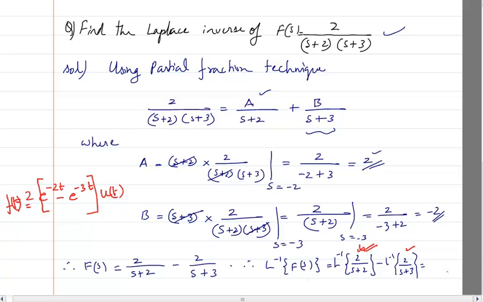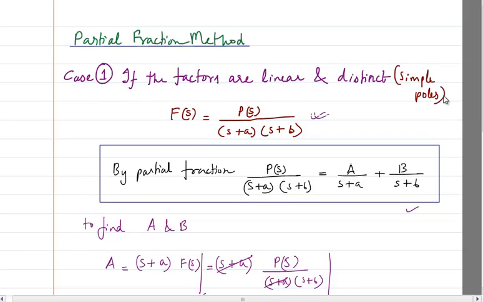So this is case 1, when we have simple poles, or the factors are linear and distinct. Distinct means they are all different, so the A and B values are all different. You cannot apply this method for s plus 3 multiplied with s plus 3, because that is s plus 3 squared. So that should not happen. It should be distinct, when the two values are different. So this is the method.